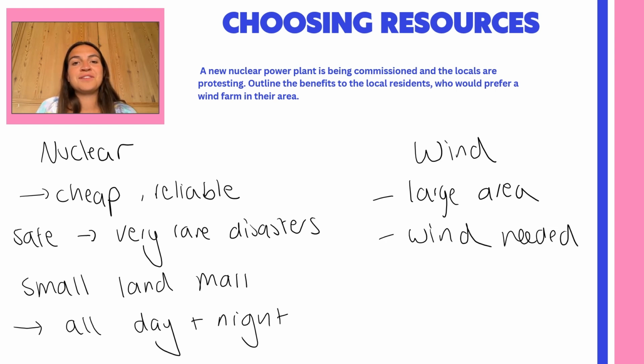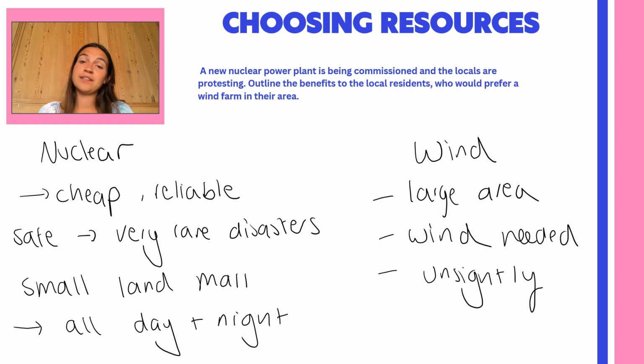And of course, you need wind. So on a day when it isn't particularly windy, you would have to forgo any of your electricity supply, because there wouldn't be any electricity being produced by the wind turbines. And finally, you could argue that the wind turbines are also unsightly, and since there will need to be so many of them, that could be a real spoiler for the view for local residents.